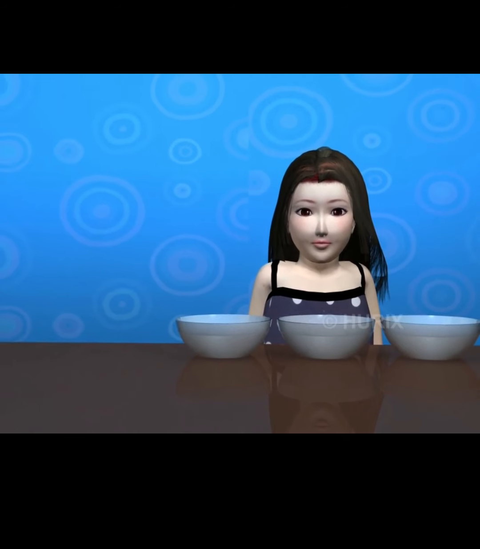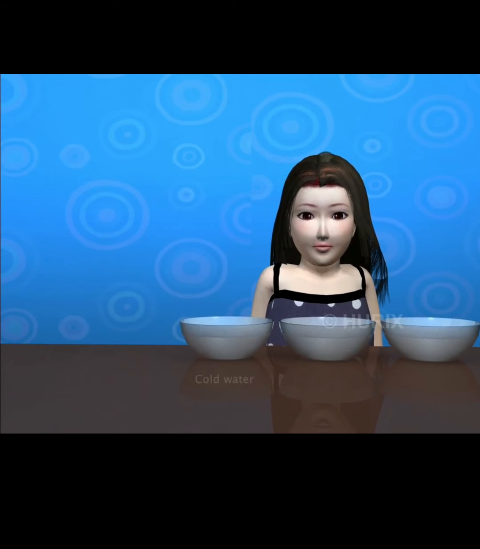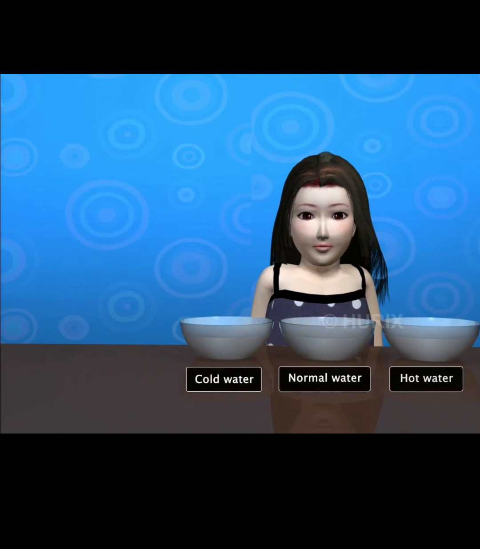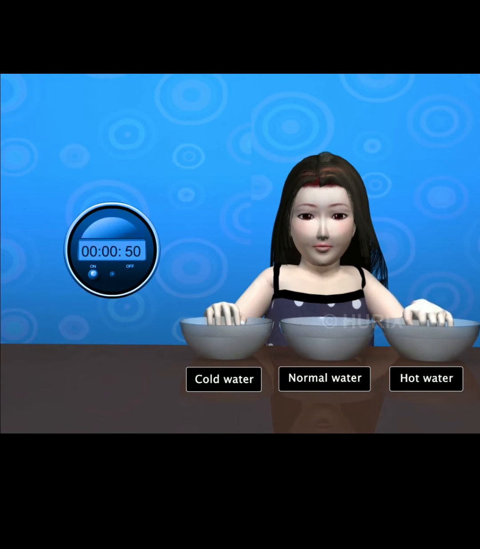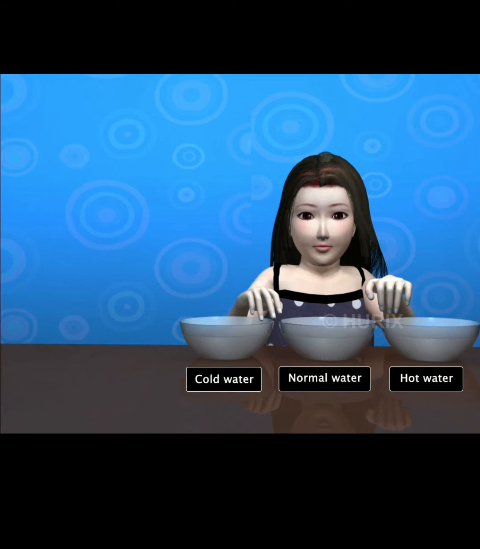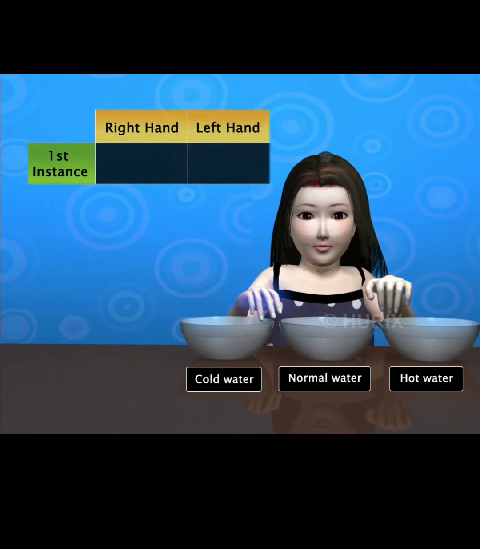Rachel has 3 bowls filled with hot, cold, and normal water respectively. She dips her right hand in cold water and her left hand in hot water. After 2 minutes, she removes her hands and notes that her right hand feels cold, while her left hand feels hot.